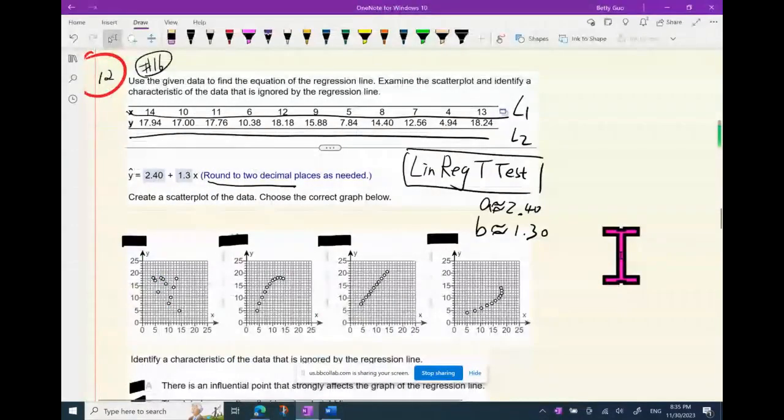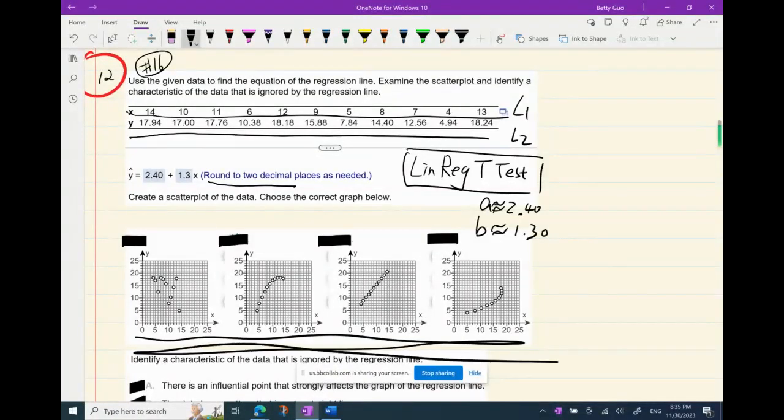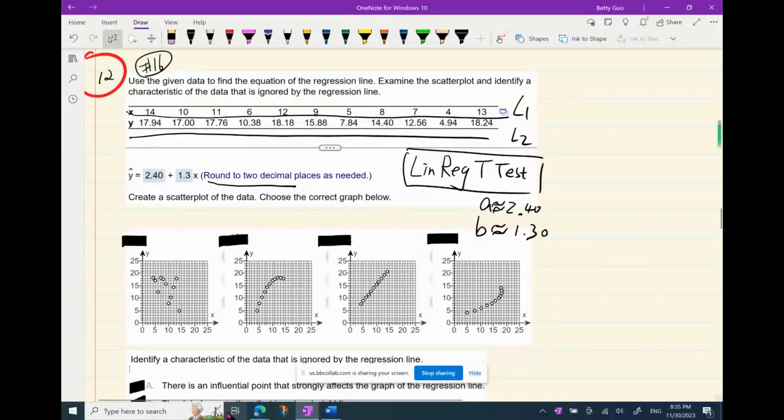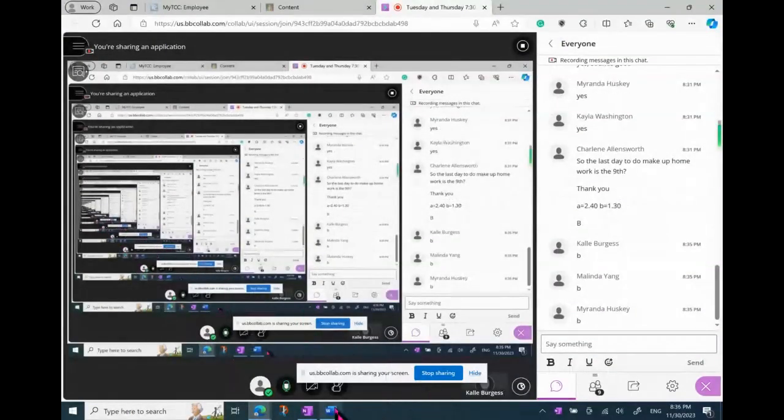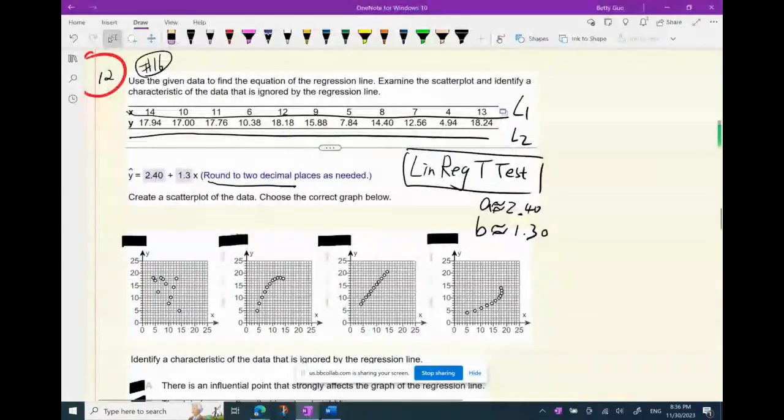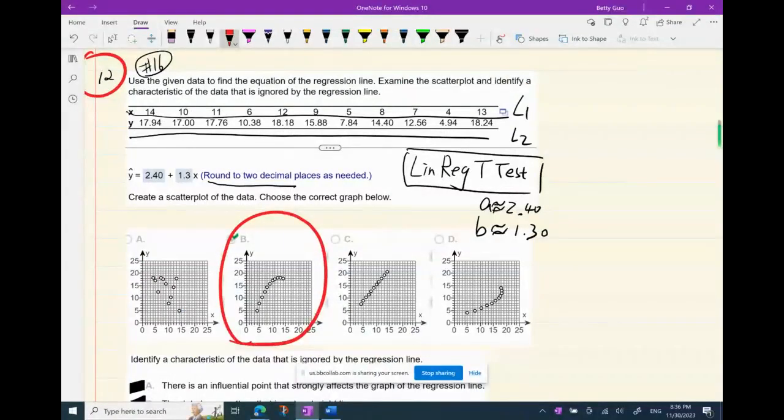Great. And please construct the scatter plot on your calculator and let me know which one from the 4 is the same as yours. B. Okay, awesome. Yes, this one. Okay, more like a parabola. Yeah, this one is really linear, but we don't have that. Okay. All right.